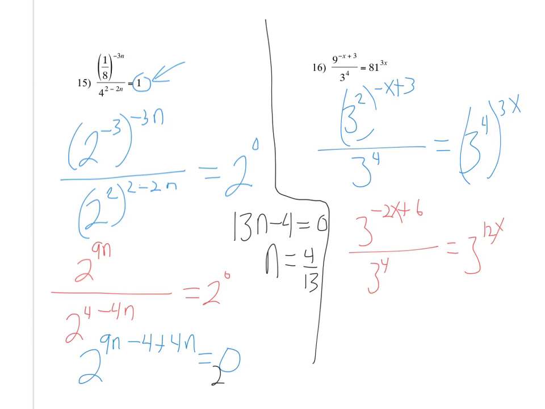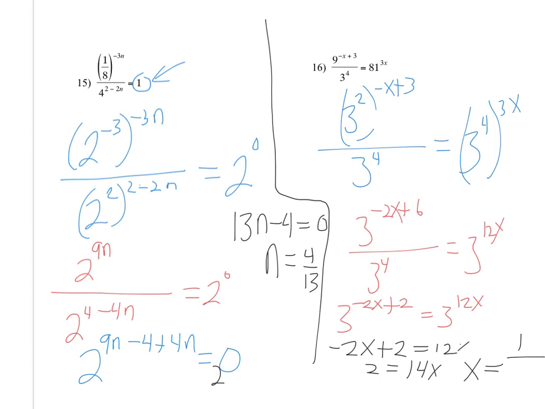I'm going to subtract my exponents here. We get 3 to the negative 2x, and 6 minus 4 is 2, is equal to 3 to the 12x. Alright, that means my equation could be negative 2x plus 2 is equal to 12x. That means 2 equals 14x, or x is 2 over 14, or 1/7.